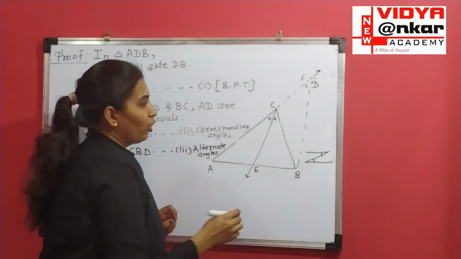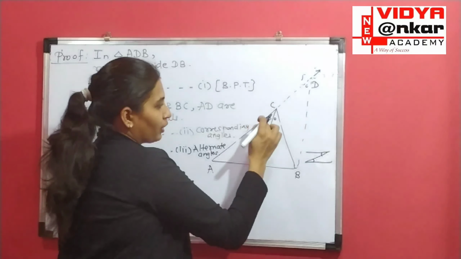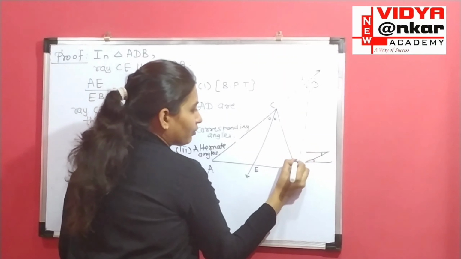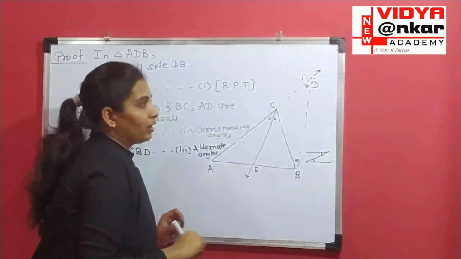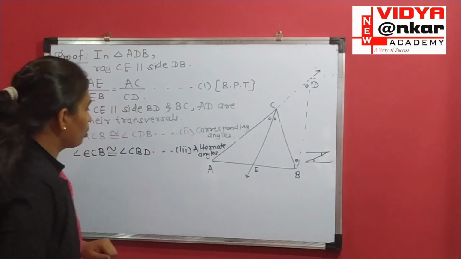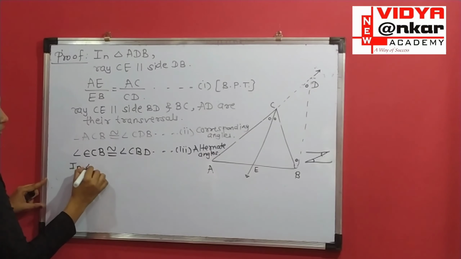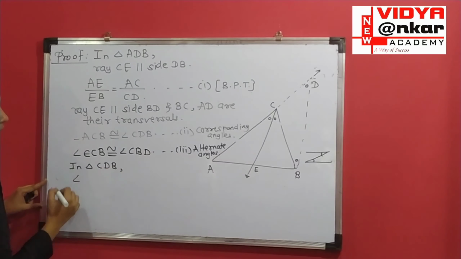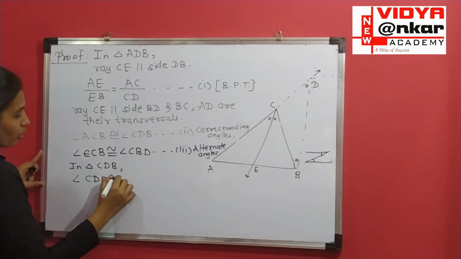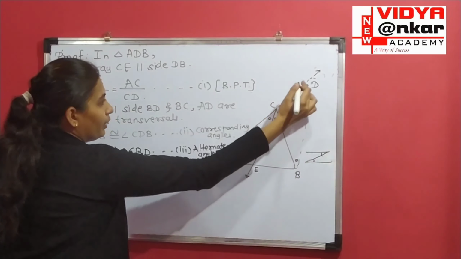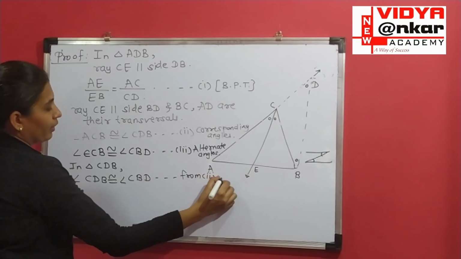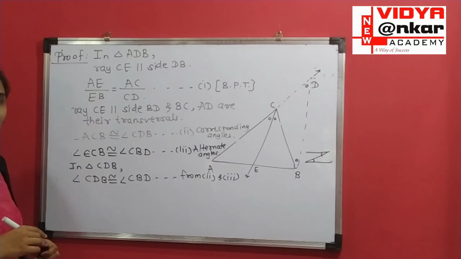Now students, you can observe these two are congruent, these two are congruent, these two are also congruent. That's why the base angles of triangle CDB will also be congruent. So I can write here in triangle CDB, angle CDB is congruent to angle CBD from second and third. Okay.